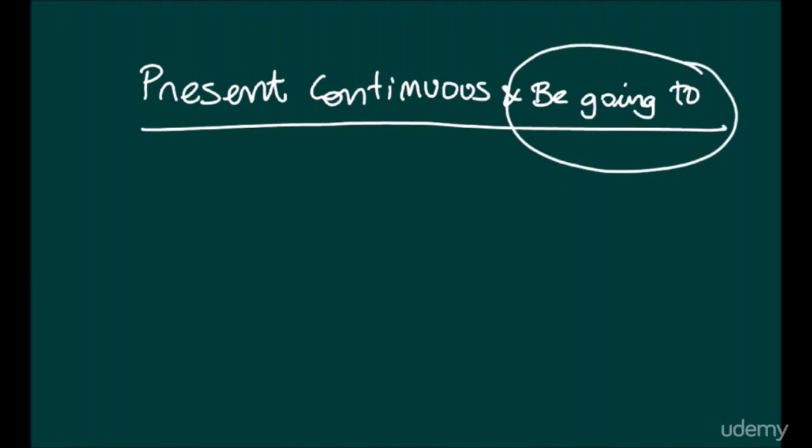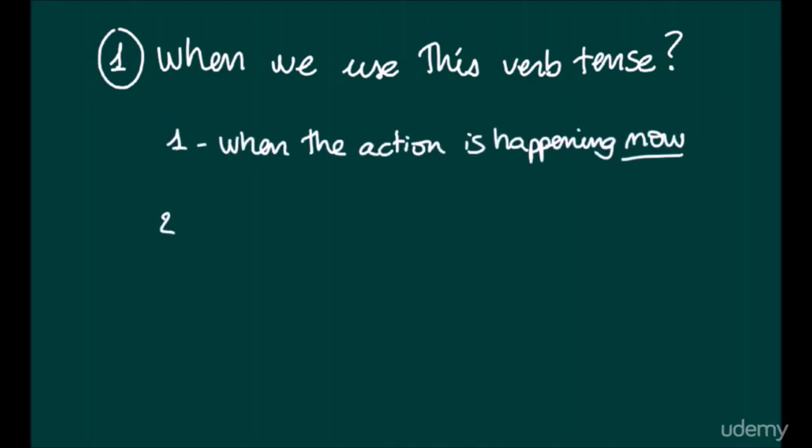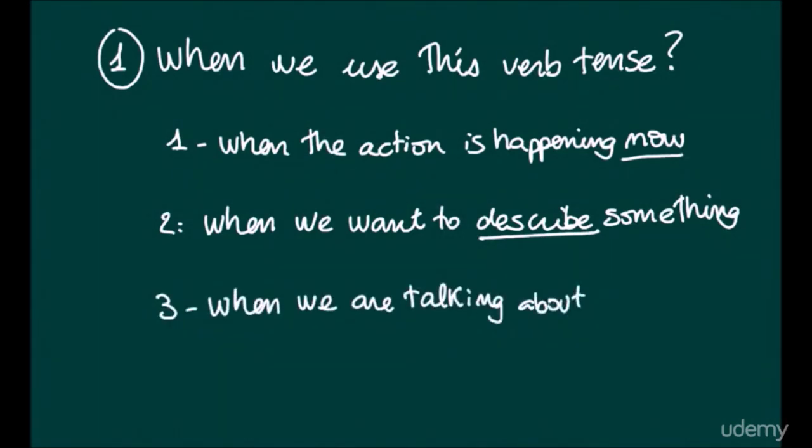Remember that in each verb tense, we must know three things. 1. When we use this verb tense. We use present continuous in three different situations. 1. When the action is happening now. 2. When we want to describe something. And 3. When we are talking about the planned and near future.